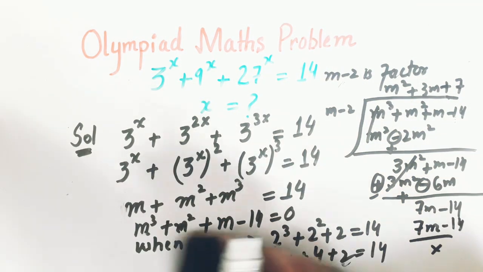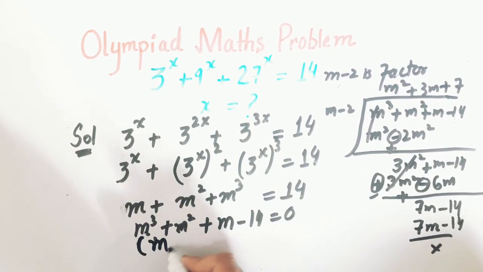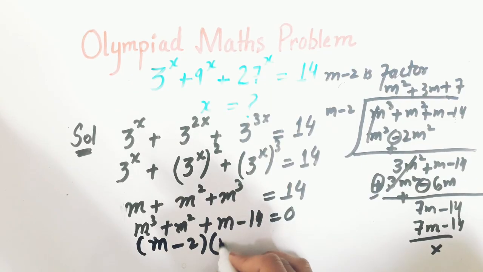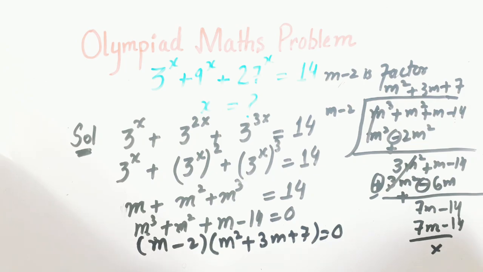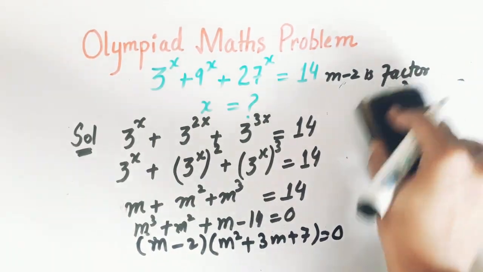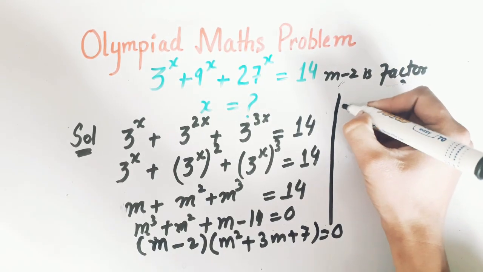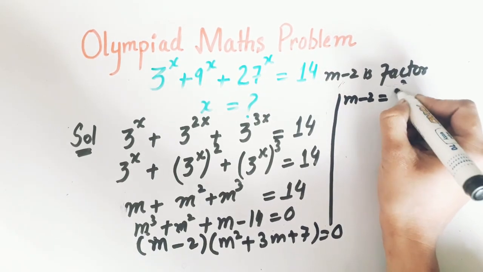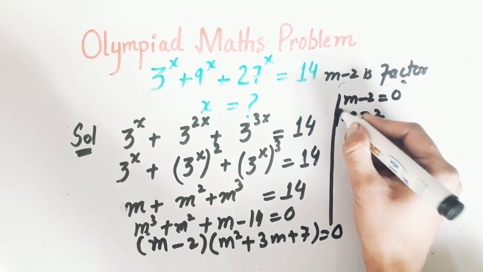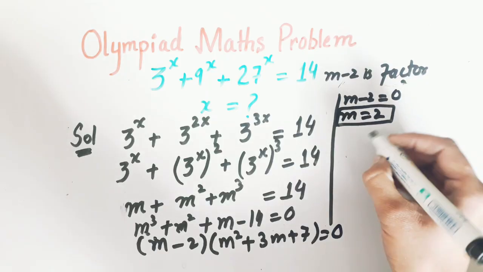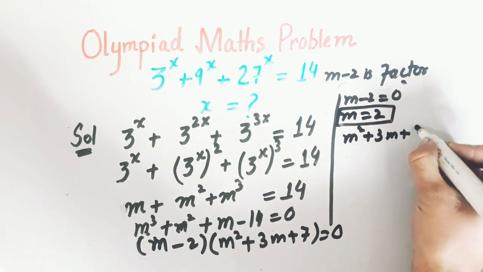So we will write this here as m minus 2 and m square plus 3m plus 7 equals 0. Now there are two possibilities. First is m minus 2 equals 0. It means that m equals 2. This is the one root. Now for the other one, m square plus 3m plus 7 equals 0.